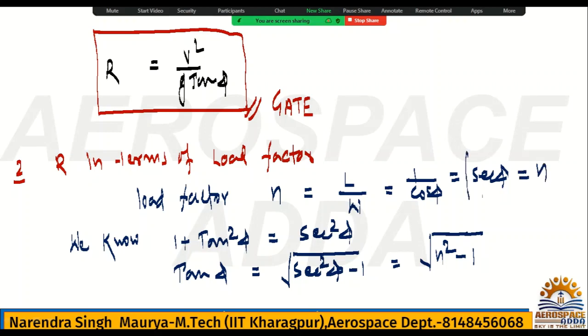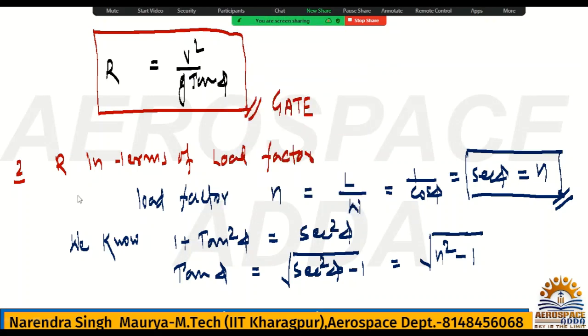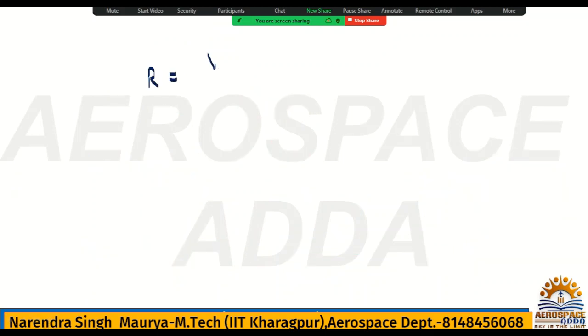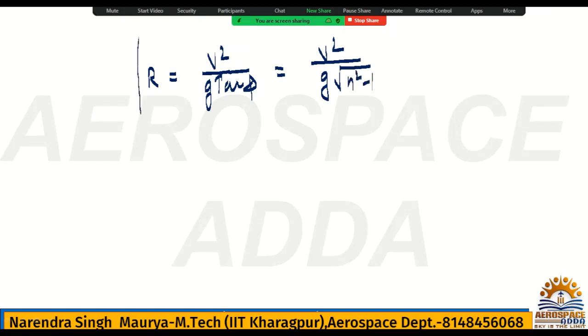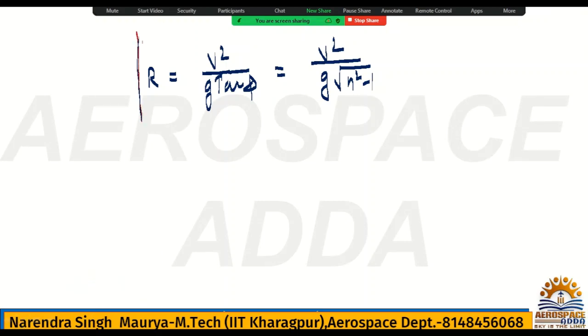That is load factor for the turning flight. Yes. So tan phi is equal to what? Root of n square minus 1. Now, what is the radius of turn? You got here R is equal to V square by g tan phi, which is V square by g root of n square minus 1. Okay, this is very important. GATE question they had asked, no? Sometimes in terms of load factor, sometimes in terms of banking.